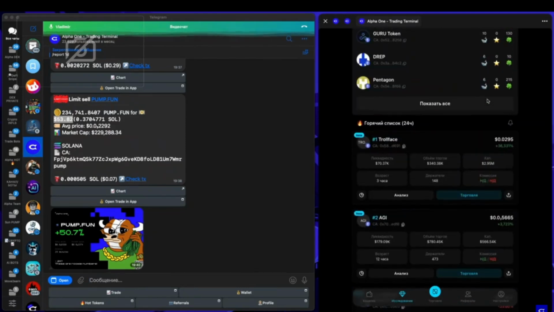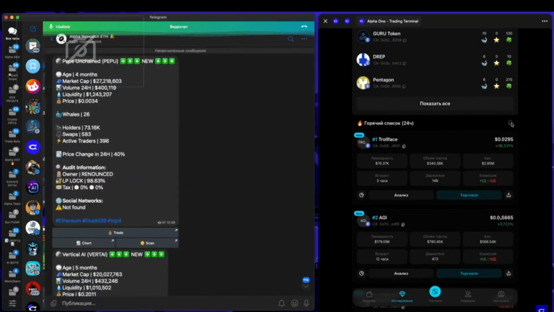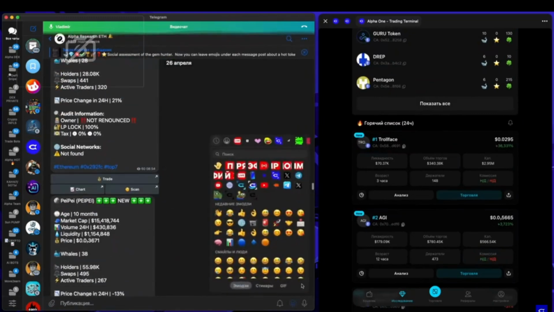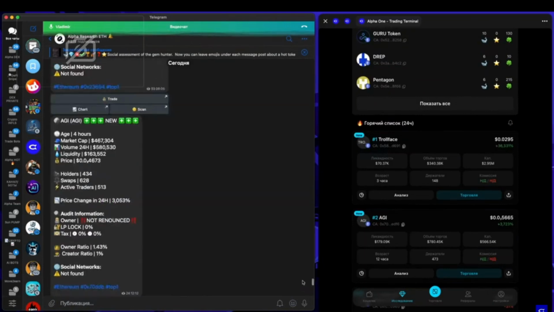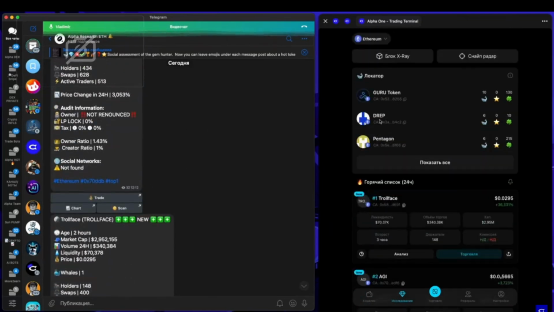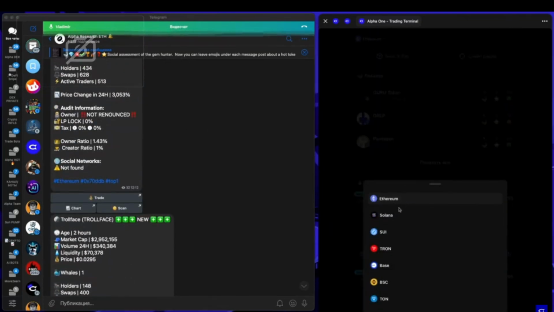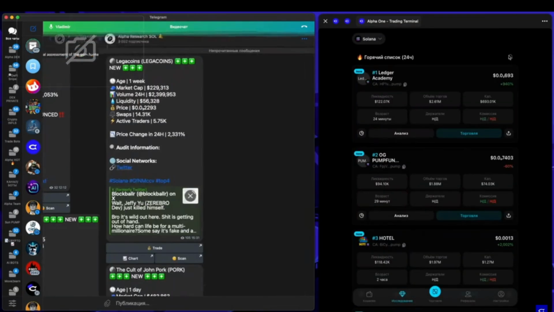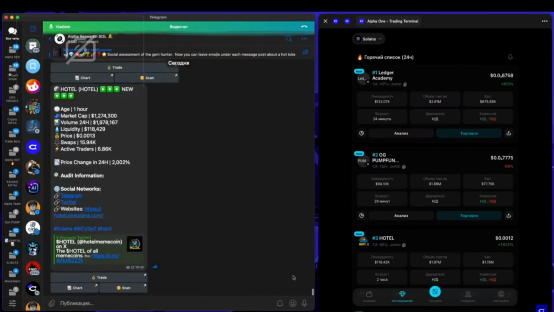We also have a channel for each network. Now, if you click on the bell, you move to the channel, where we publish information about new tokens that have appeared in the Research section. This is, for example, the Ethereum network. We can switch to another network, let's say Solana, also press the bell, and open the Alpha Research Sol channel.